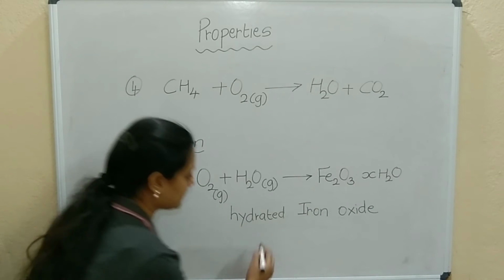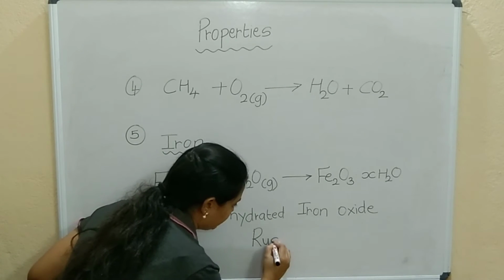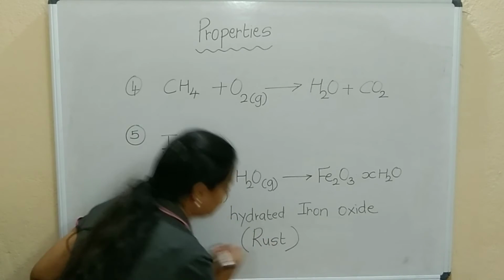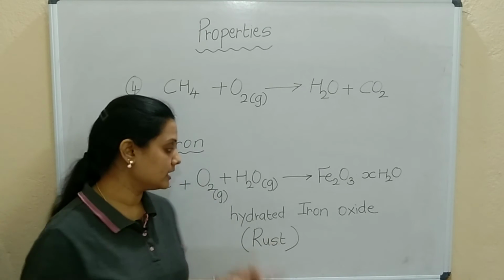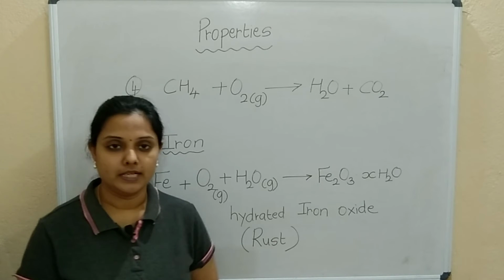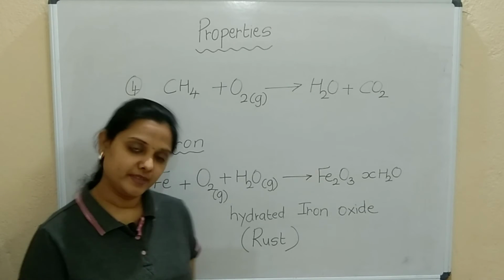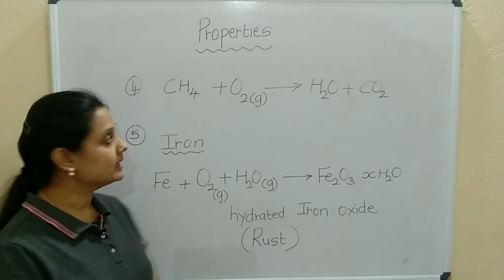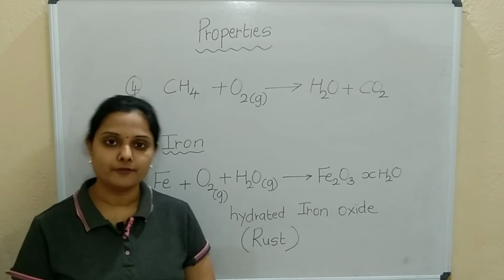That is what? Rust. And this is what? Rust. You know what is rusting, right? Rusting of iron substances. So here we complete with the properties of dioxygen. Correct? So we have completed with the preparation and properties of dioxygen.